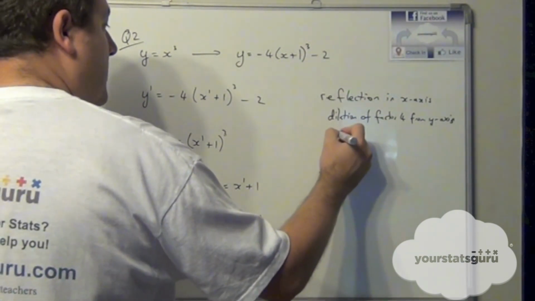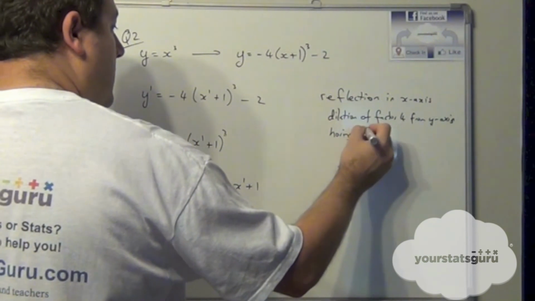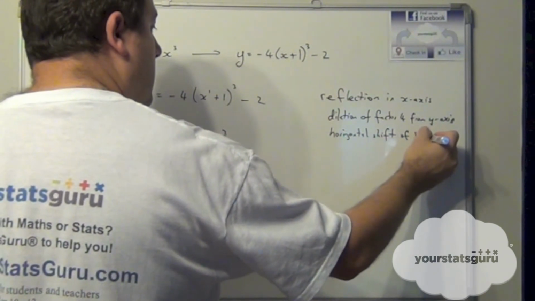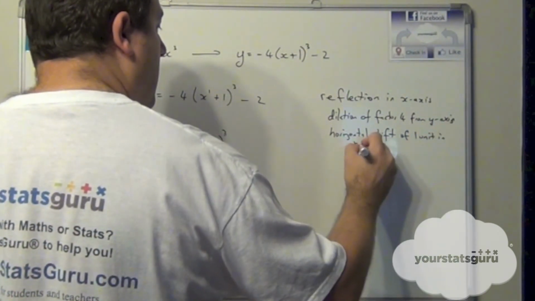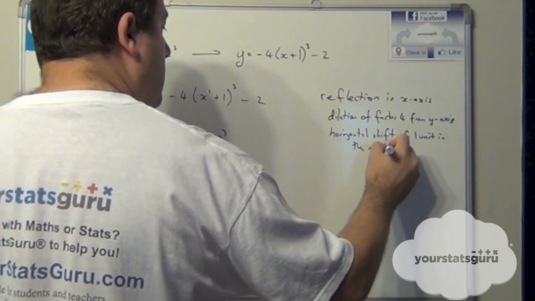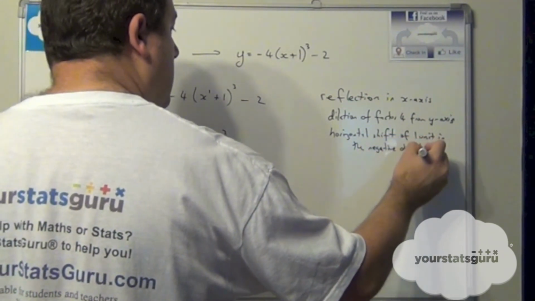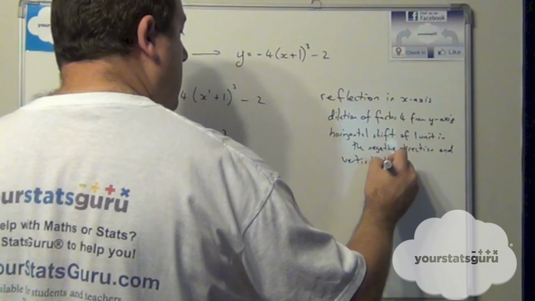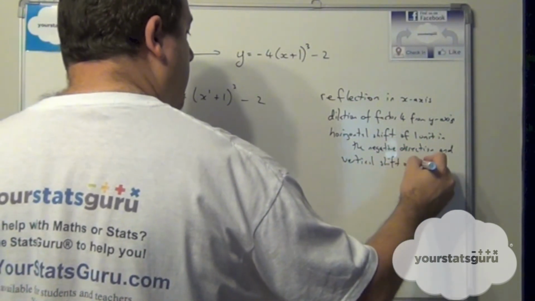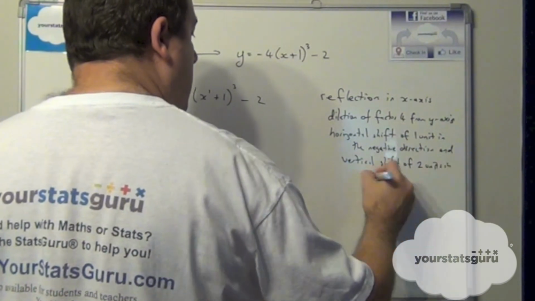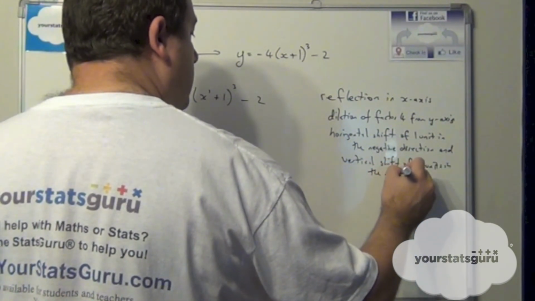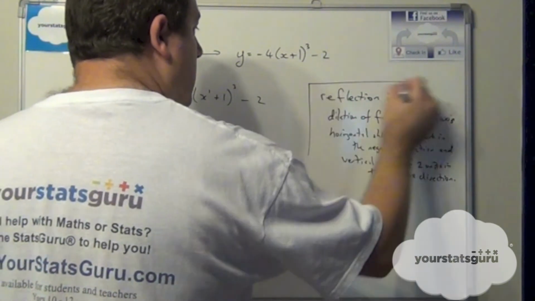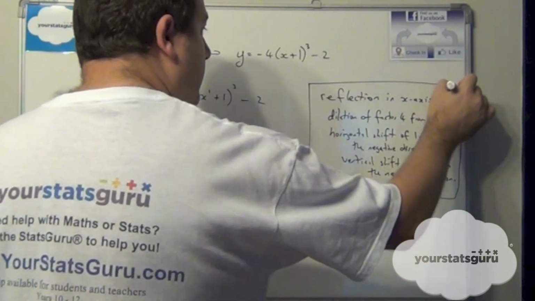And then we have a horizontal shift of 1 unit in the negative direction and a vertical shift of 2 units in the negative direction. That is the answer they are looking for.